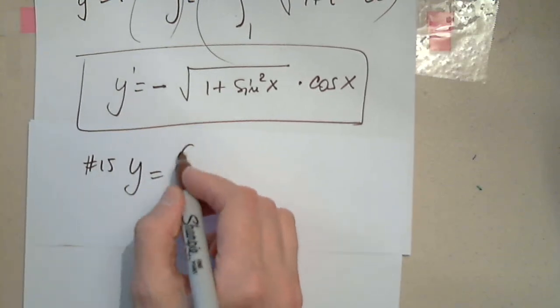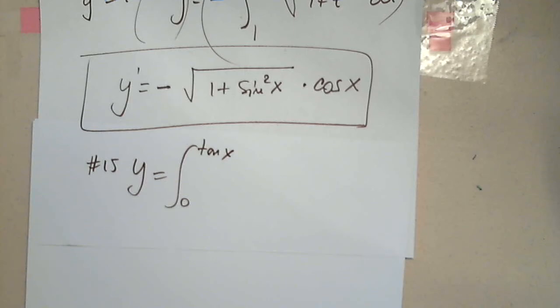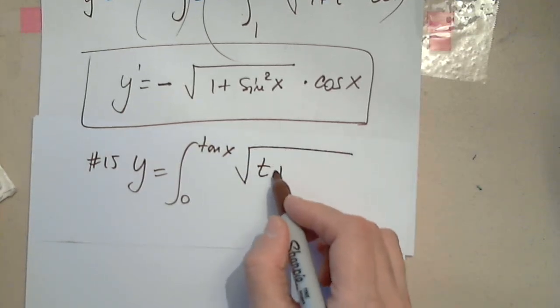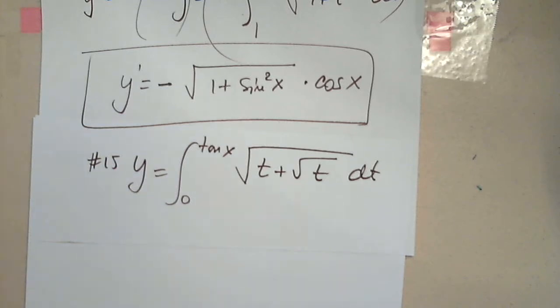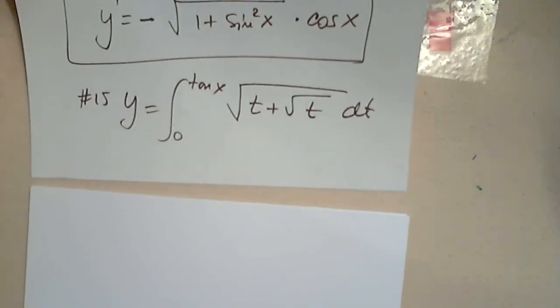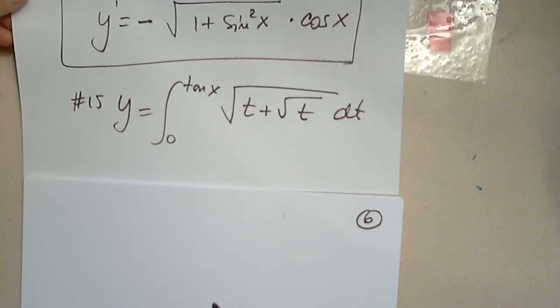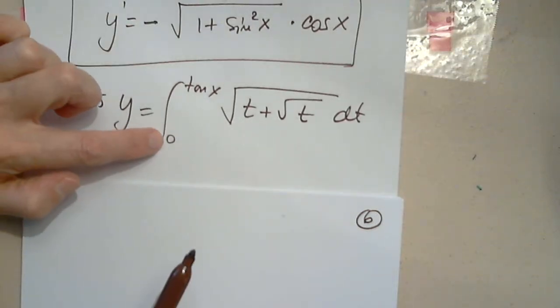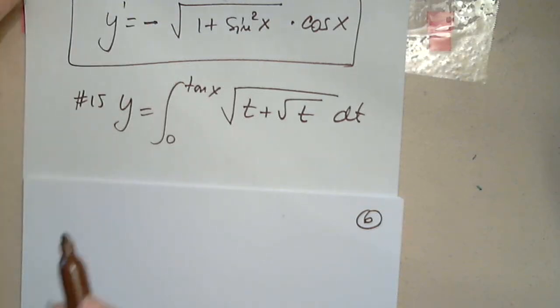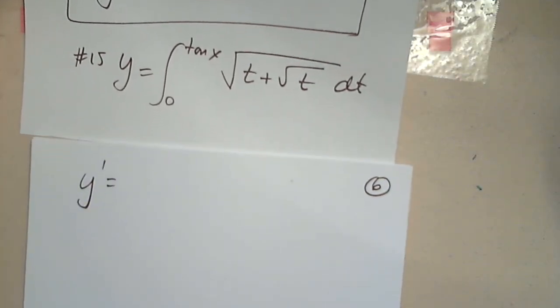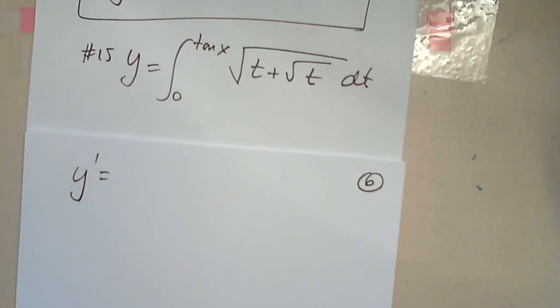In 15 we have y equals the integral from 0 to tangent x of the square root of t plus the square root of t dt. Okay. So it's the same thing, it doesn't need any prep. It has a number as the lower limit, whatever as the upper limit. So what do you think, anyone? What do you think we're going to write for the derivative of this function that is given in the form of an integral, for us to use the fact that differentiation and integration are inverse operations?